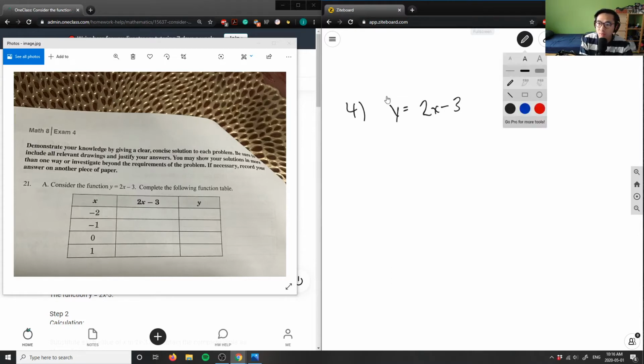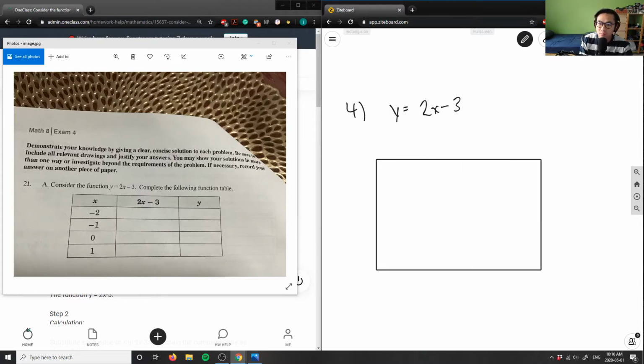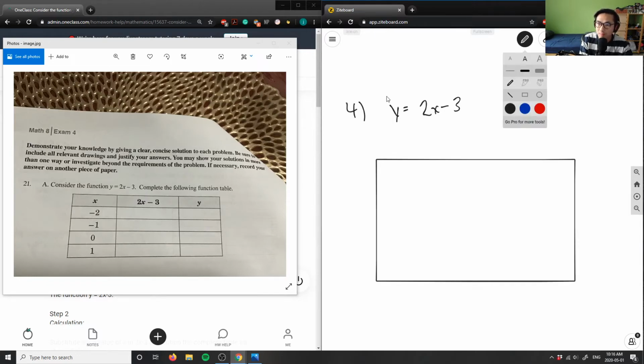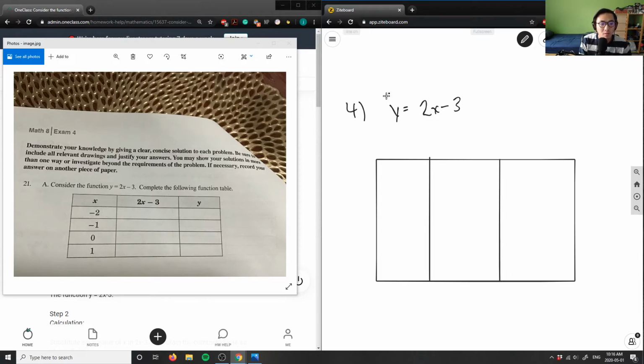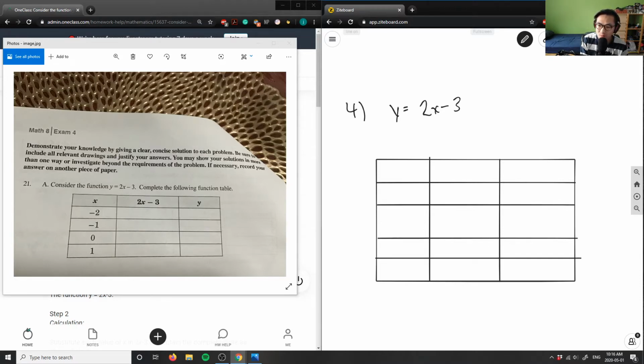So let me just use these lines and draw this out first. So I'm going to have my first column here. I have 4 lines here: 1, 2, 3, 4. Okay, so at the top I'm going to have x, 2x minus 3, and y. I have the red here, or actually reds and blacks would be -2, -1, 0, and 1.